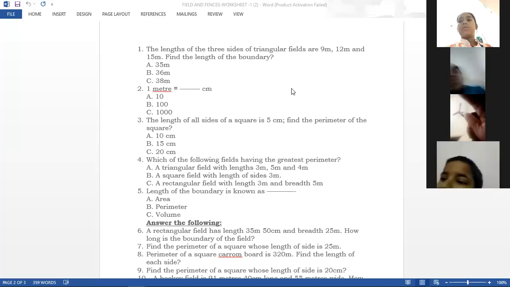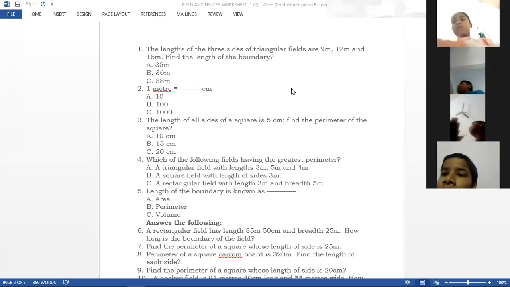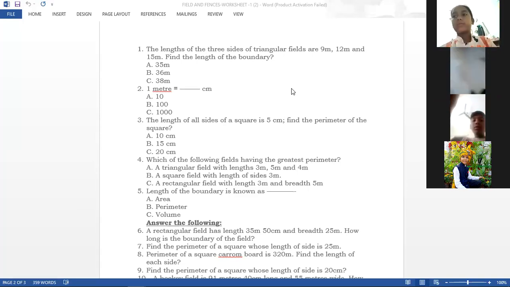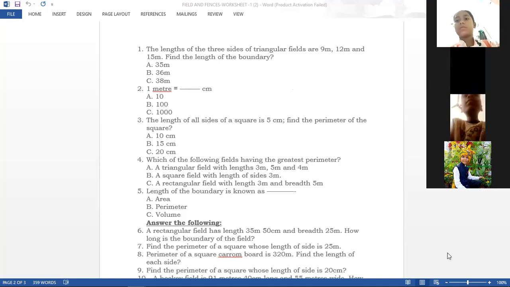Second question. 1 meter means how many centimeters? 100 centimeters. 100 centimeters is the right answer. That's correct.